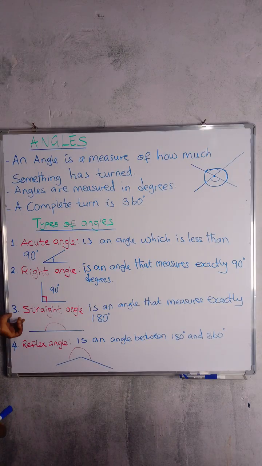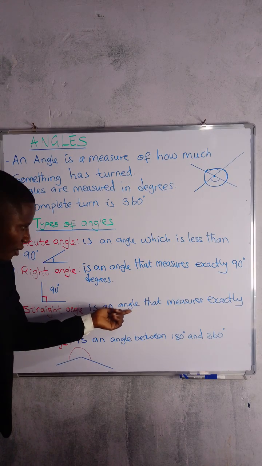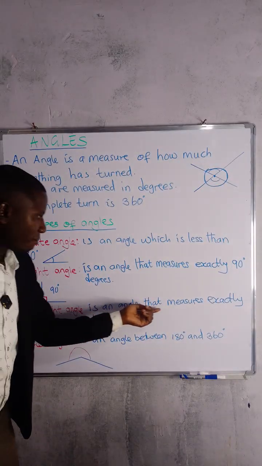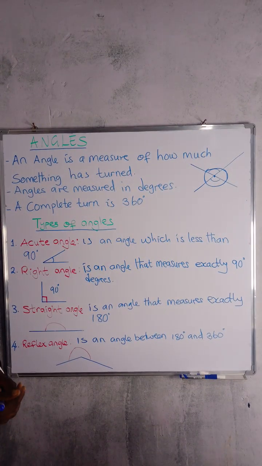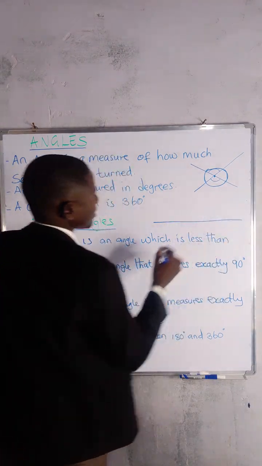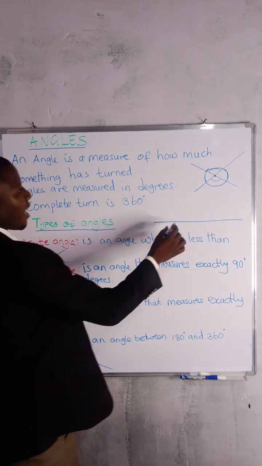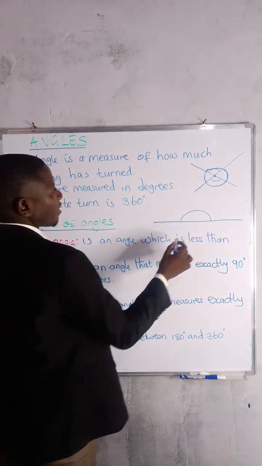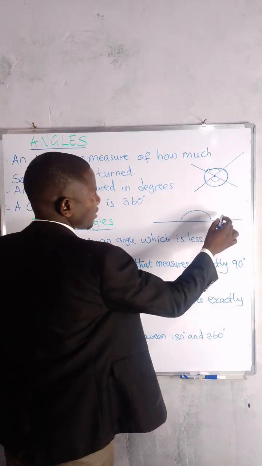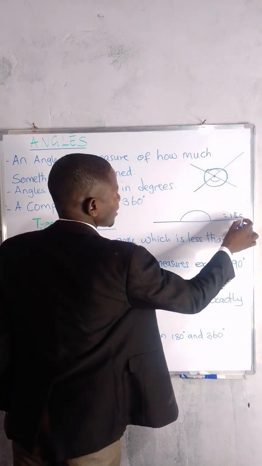Then we also have another angle which is called a straight angle. A straight angle is an angle that measures exactly 180 degrees. Why is it called a straight angle? This is because it is formed on a straight line. This is a straight line, and the angle here is called a straight angle. This angle is equal to 180 degrees.